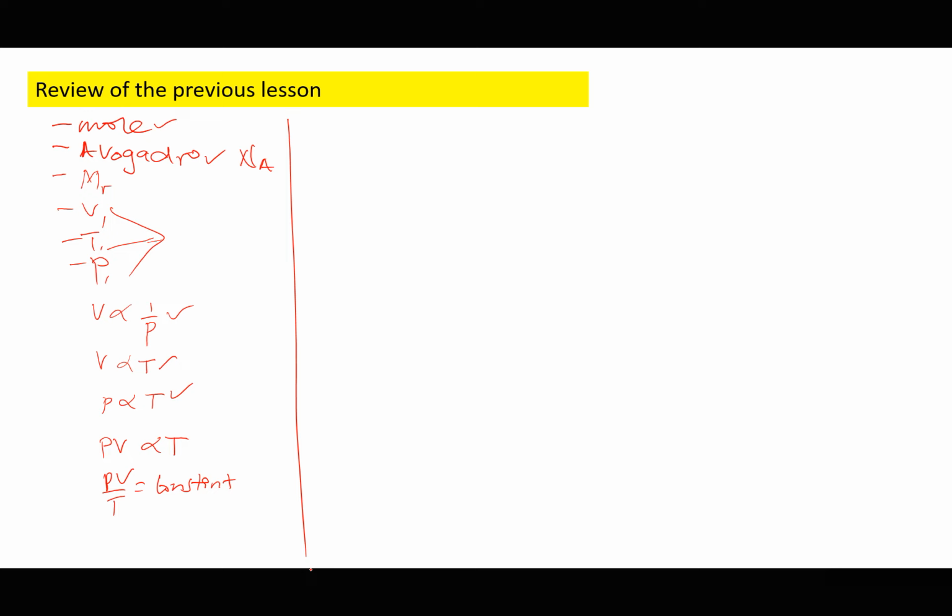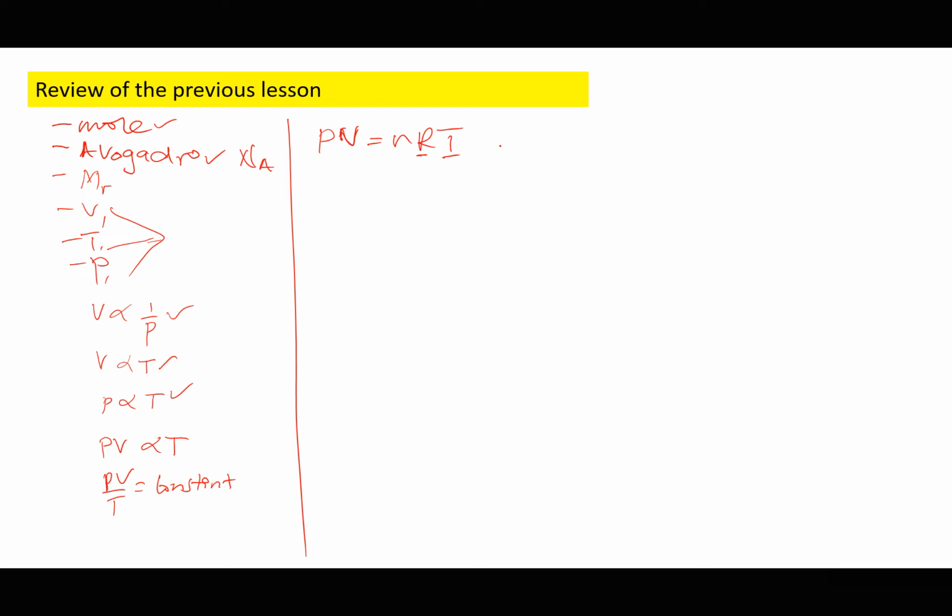We established our constant, and we said for n moles of a gas, PV was equal to nRT, and we called this one the equation of state. P was the pressure of the gas, V was the volume of the gas, n was the number of moles of the gas, R was called the molar gas constant, and T was thermodynamic temperature. So we must now be familiar with this expression.